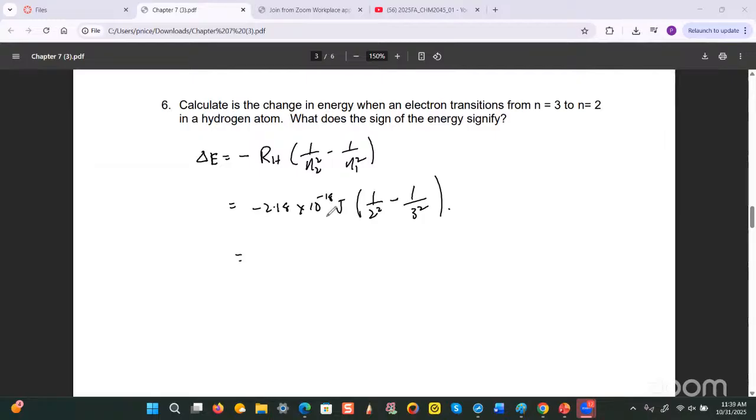And I got, and please correct me if I'm wrong, but this is what I got: minus 3.03 times 10 to the minus 19 joules, all right? And the question says, what does the sign of the energy signify? In other words, what does the negative sign signify? It signifies what? That a photon with that energy has been released. Exactly. Energy is released as a photon goes from 3 to 2, and that's it.